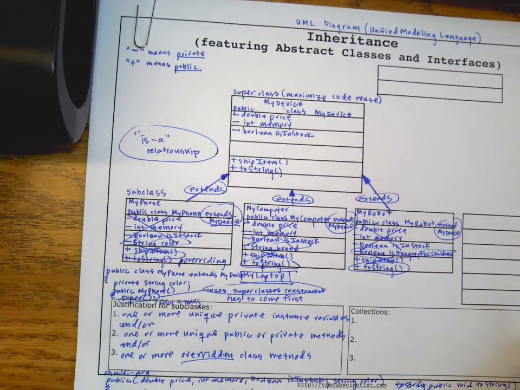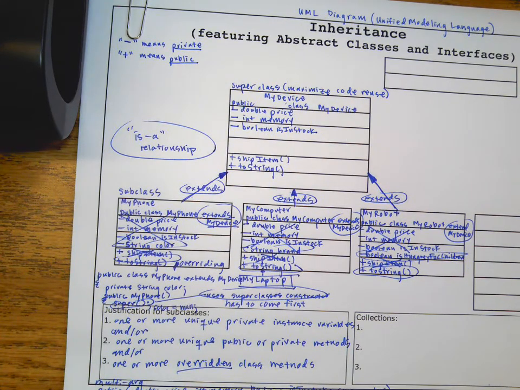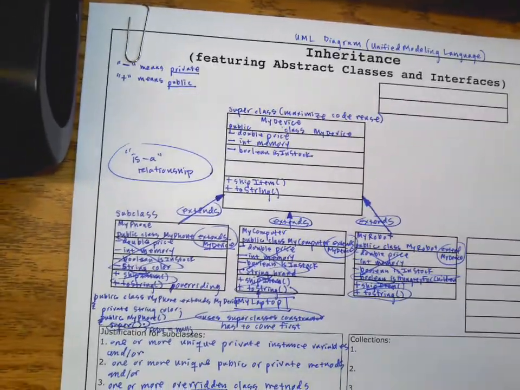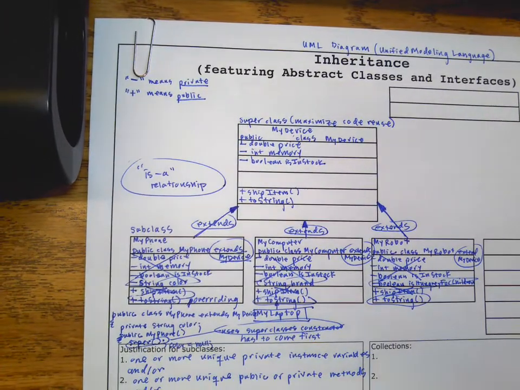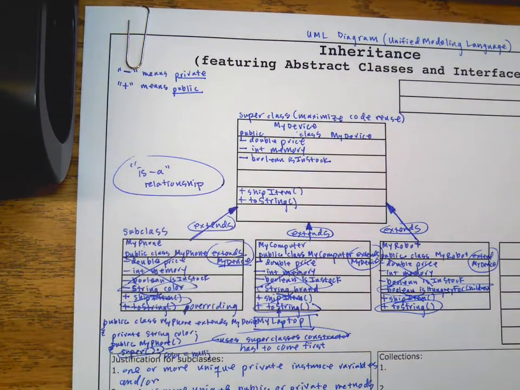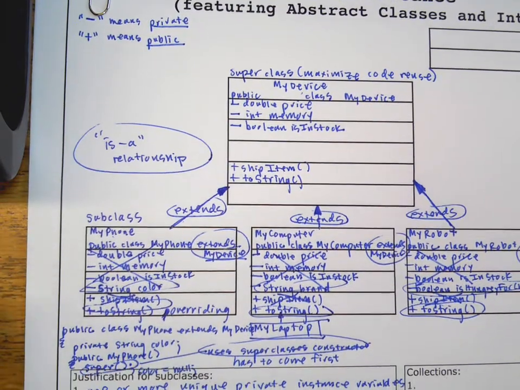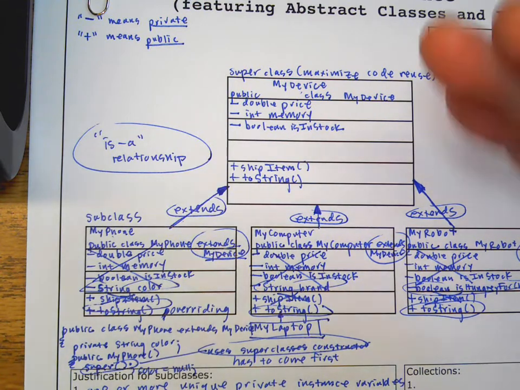AP Computer Science A. This is Unit 5, P5D preview for P5D and adding some stuff to our note sheet. We're going to add a little bit. We are now getting comfortable with superclasses and subclasses. We're starting to understand this.